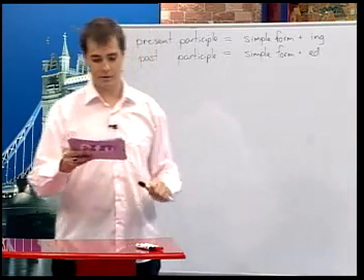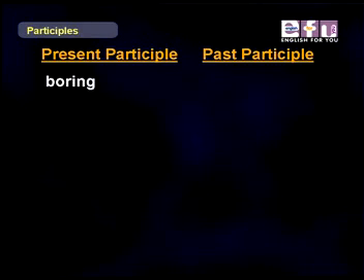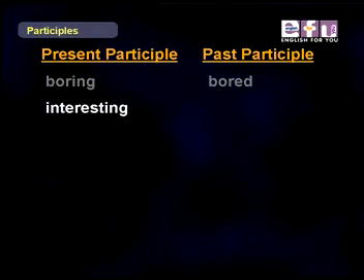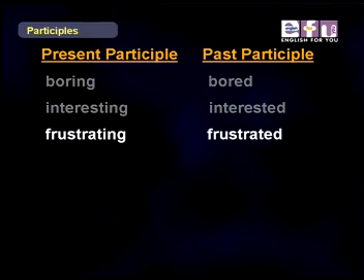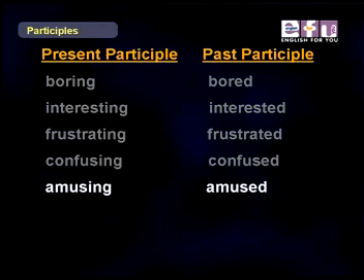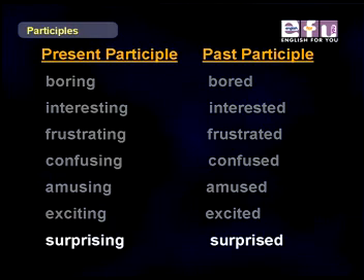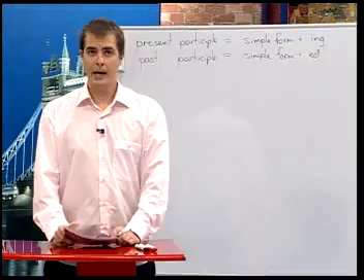Some participles can be used as adjectives, and examples of these adjectives are: present participle, boring, past, bored. Present, interesting, past, interested. Present, frustrating, past, frustrated. Present, confusing, past, confused. Present, amusing, past, amused. Present, exciting, past, excited. And present, surprising, past, surprised. Well, let's look at when they are used.